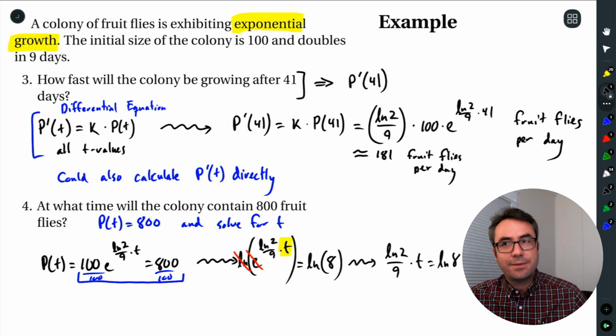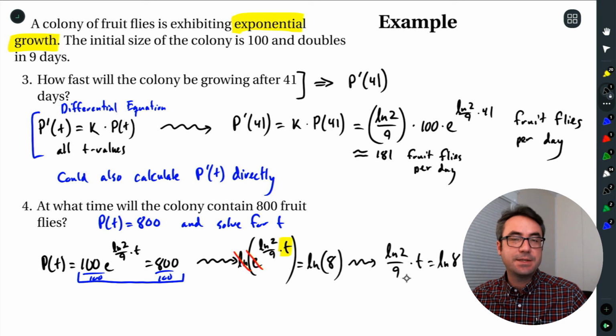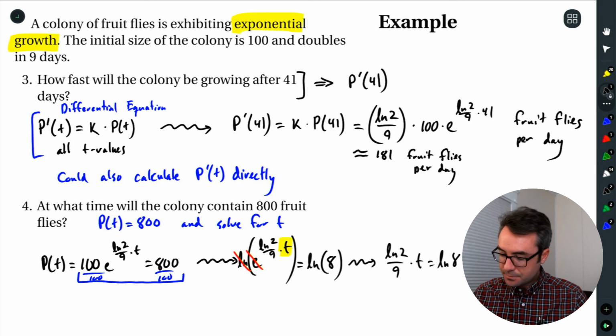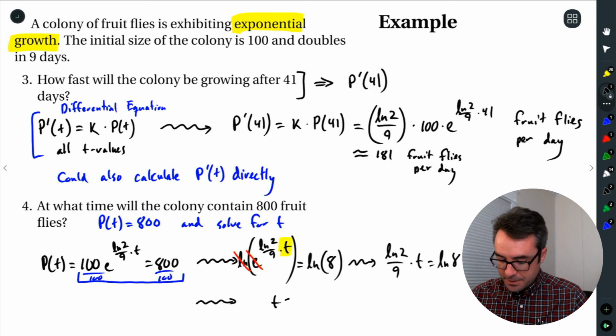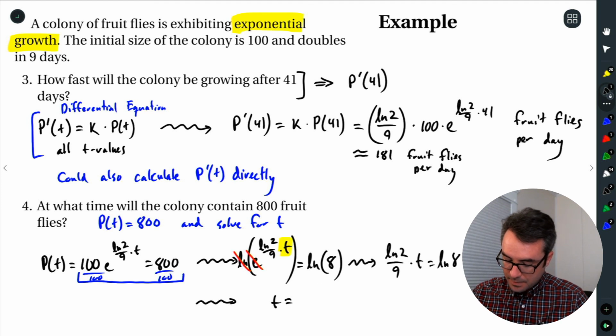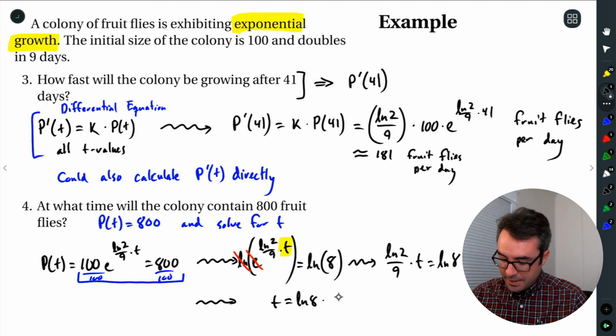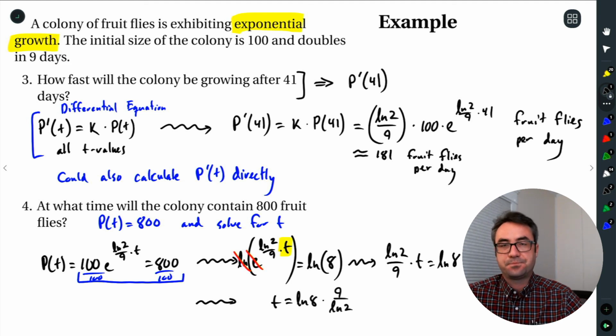So we're working our way through. We want to get t by itself, and this whole big thing in front is just a constant. So just multiply both sides of this equation by the reciprocal to get t all by itself. So if we do that, we get natural log 8 on the right, and then the reciprocal, 9 divided by natural log 2. So natural log 8 times 9 divided by natural log 2.